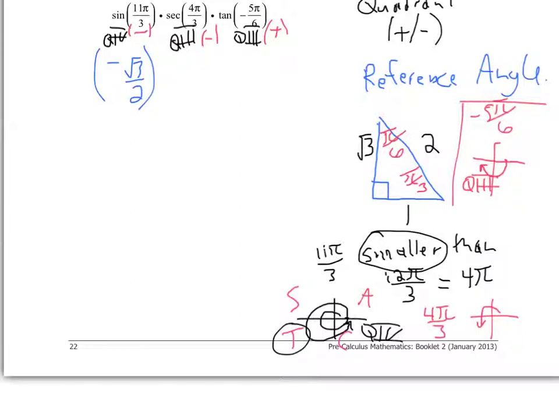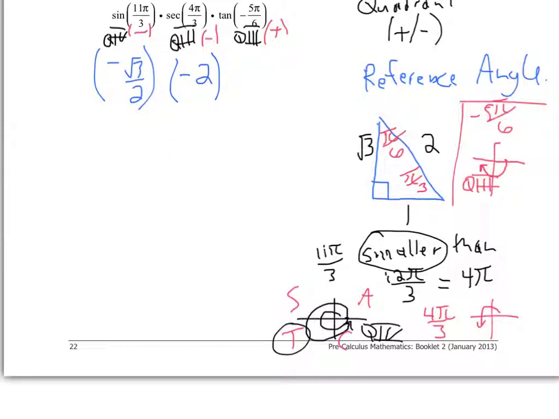Now we're going to go to secant. I always think of cosine first, because cosine and secant are reciprocals of one another. So if we go pi over 3 cos, it's 1 over 2. Because we're doing secant, it'd be hypotenuse over adjacent, it'd be 2 over 1. And again, we determined earlier that this is negative. So I'll just write down negative 2.